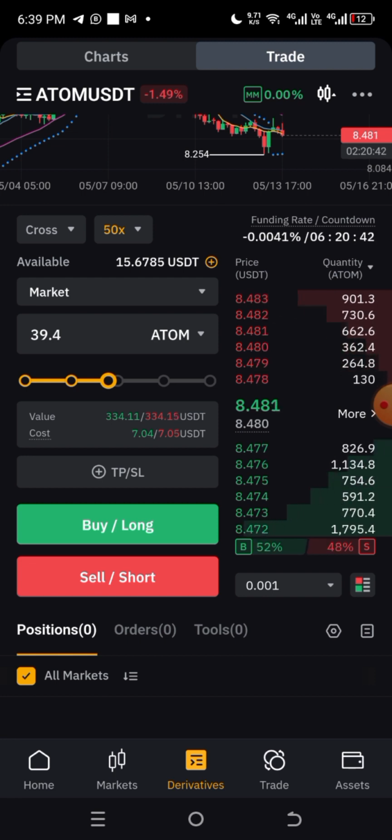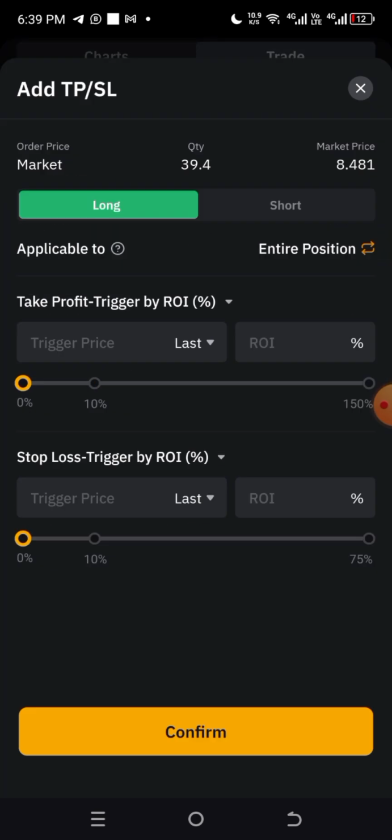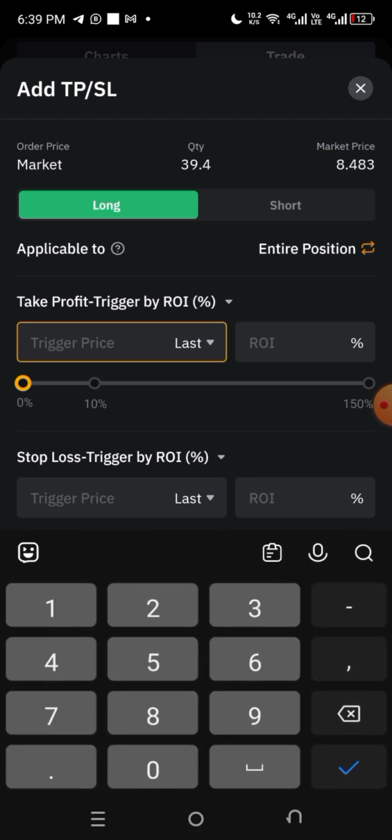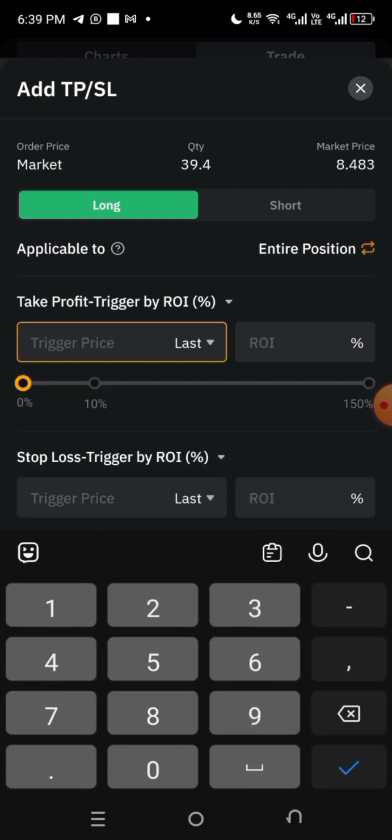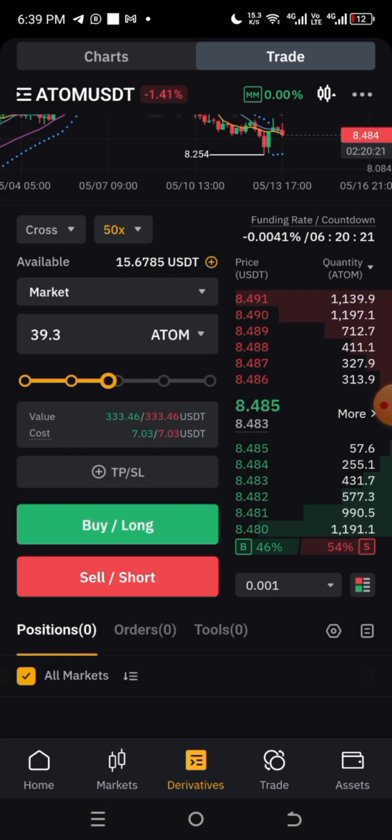Then TPSL. Your take profit is the amount at which you want to close the trade in profit. So you can set your take profit here. You can just randomly set it. It depends on you. We are going to take a live trade actually, so I'm going to use a very small amount.